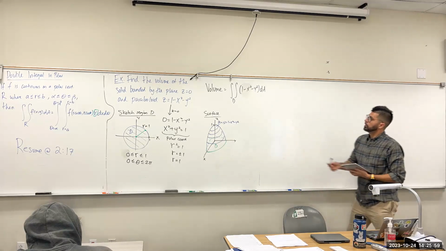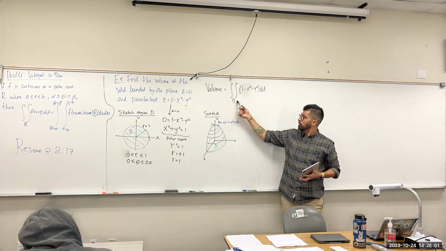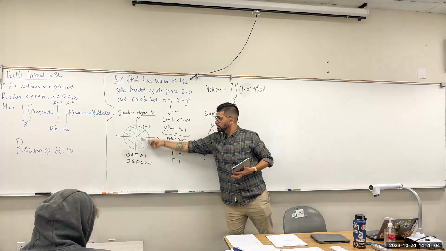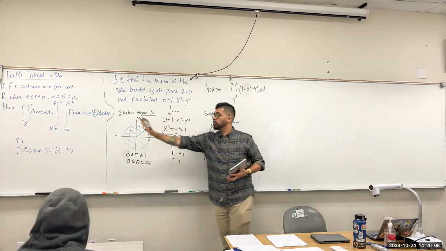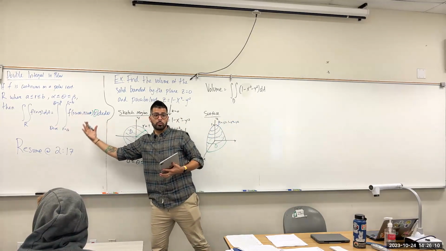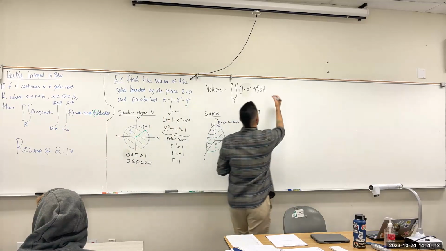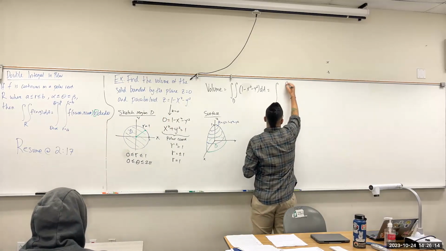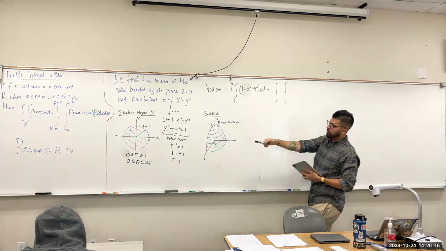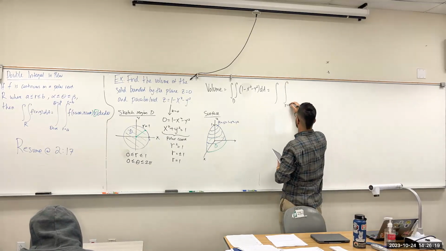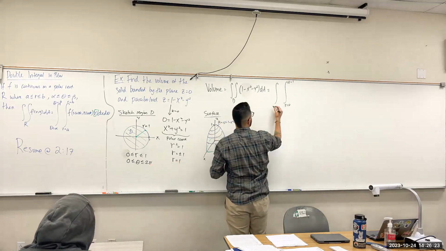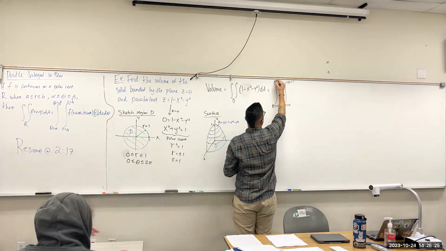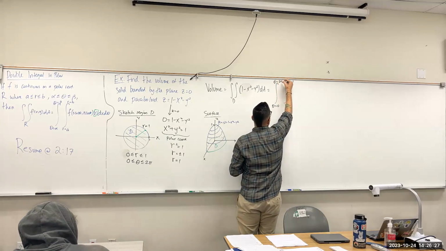But I don't want to bound D with x's and y's because, as we discussed, it's going to be too ugly. So we're going to convert it into polar. So in polar, r is going to be bounded by 0 and 1, and then theta is going to be bounded by 0 and 2 pi. Okay?